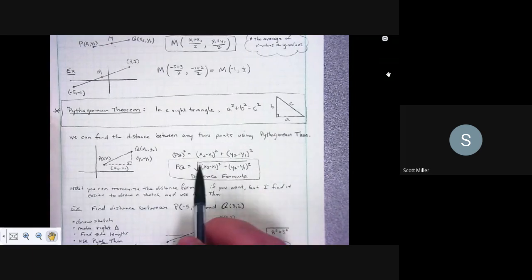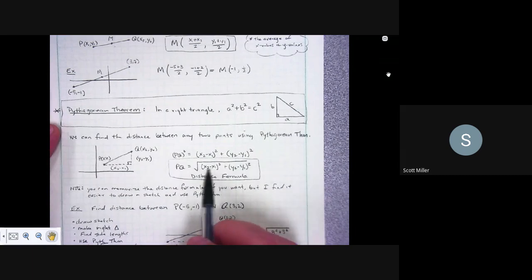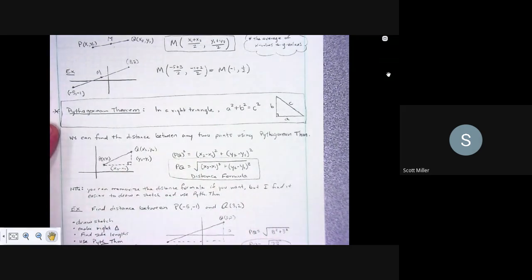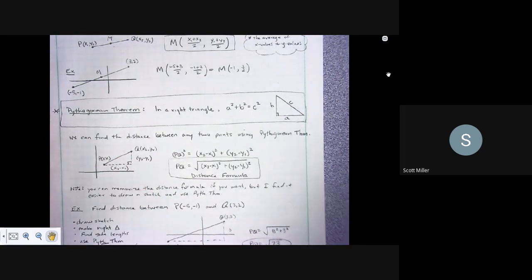I always found out in the past that it's challenging to remember this very complex looking formula. But if I look at it in the guise of the Pythagorean theorem, it actually becomes something very simple to find out the distance between 2 points. So, with that being said, let's go and talk about the Pythagorean theorem. Let's not get too far ahead of ourselves.